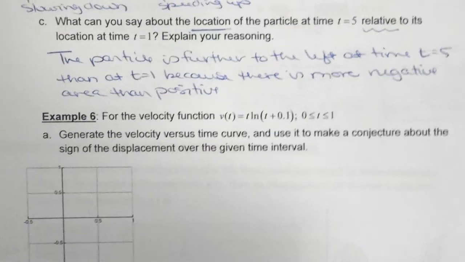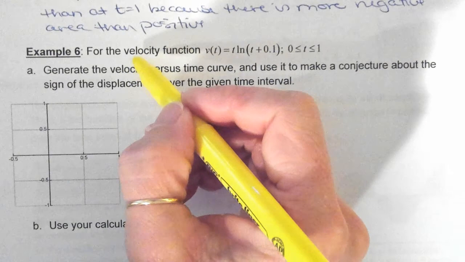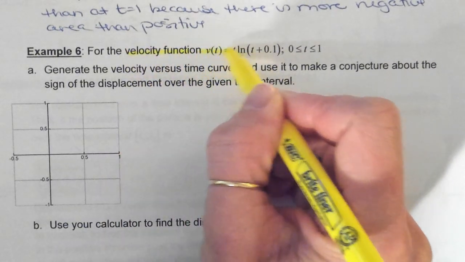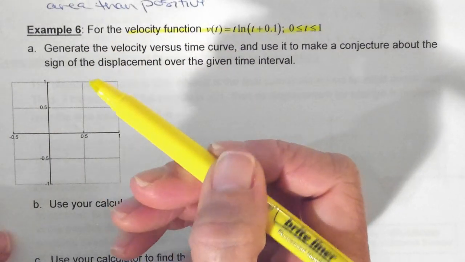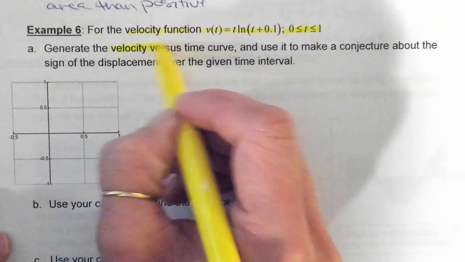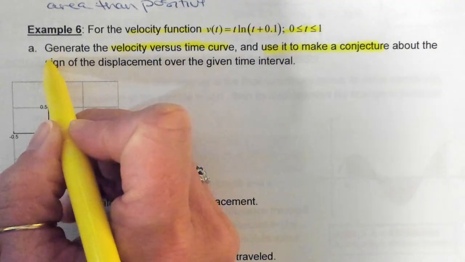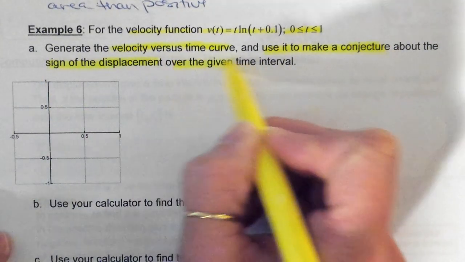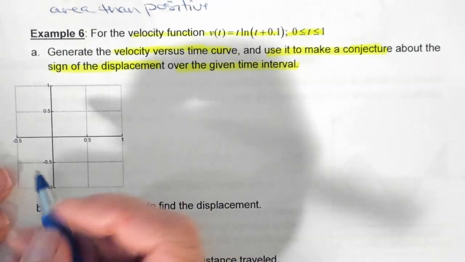In example 6, we have our velocity function given here, and we have our time interval. So what we're going to do, and I'll just show you what it looks like, we're going to generate a velocity versus time curve, and then we're going to use it to make a conjecture about the sign of the displacement over the given time interval, which in this case is 0 to 1. So the graph looks something like this.